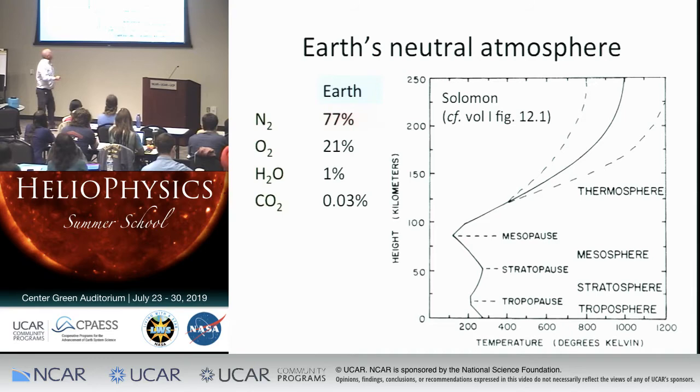In the stratosphere, it does the opposite. It increases with height. The mesosphere, it falls again. In the thermosphere, it increases. And between all four of these spheres, we have the pauses, tropopause, right? These are the interfaces between them.